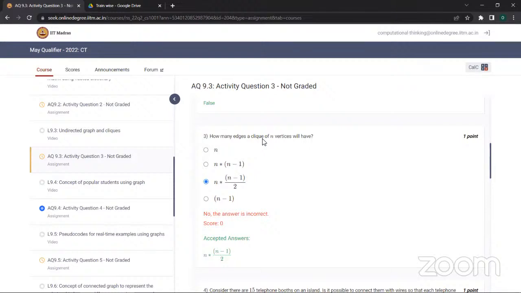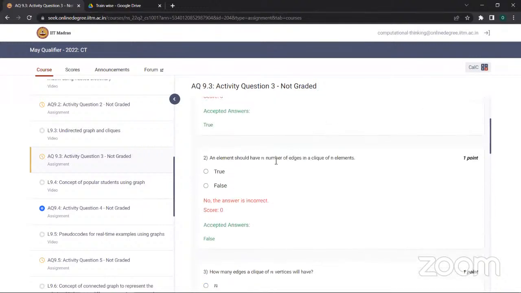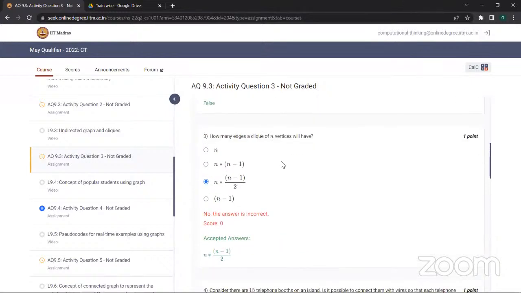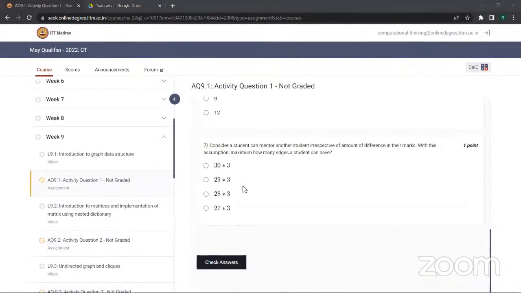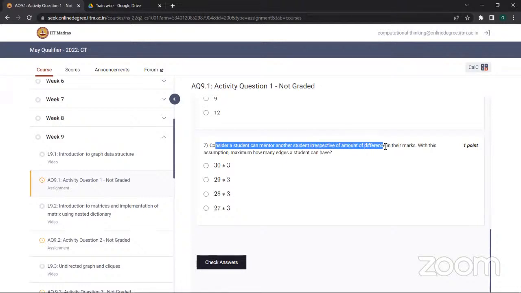Correct. But I think in activity 9.1, the last question, there was an answer of n minus 1 into something. I got confused between that. Okay, what is this question? Consider a student can mentor another student irrespective of the difference in their marks. With this assumption, maximum how many edges can a student have?